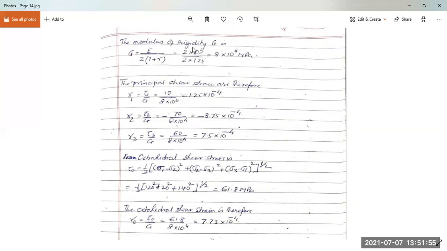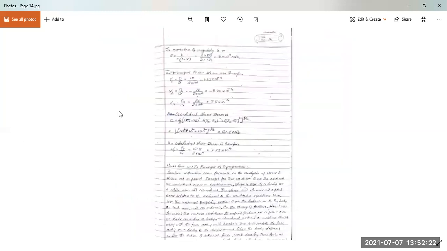The modulus of rigidity G is given by G is equal to E divided by 2 into 1 plus gamma. E is given here, and gamma is also given. If we put them together, we have this value, 8 into 10 to the power 4 MPa. So the principal shear strains are gamma 1, gamma 2, gamma 3, equal to tau 1, tau 2, and tau 3 divided by G.